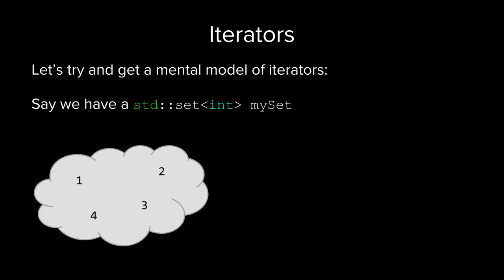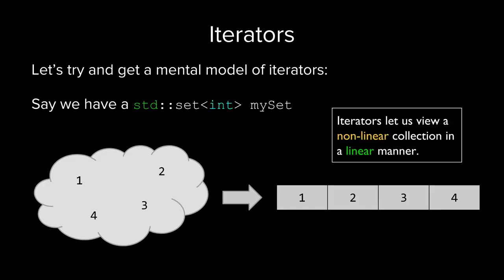So the mental model of iterators is that you have some collection, and think of it as a cloud, because not every collection is a sequence. A more general way of thinking about a collection is some cloud of things. And the idea of iterators is they let you view this non-linear collection in a linear manner somehow.